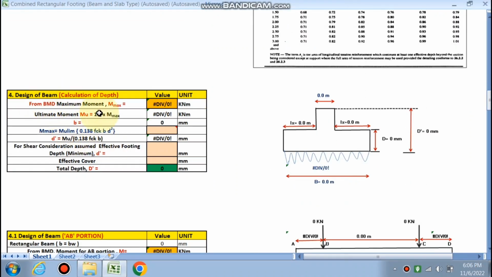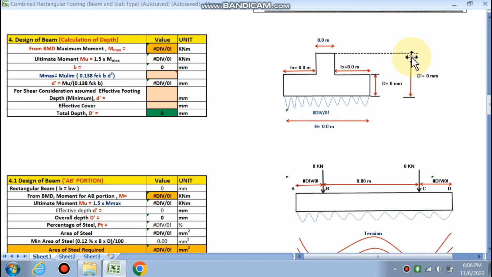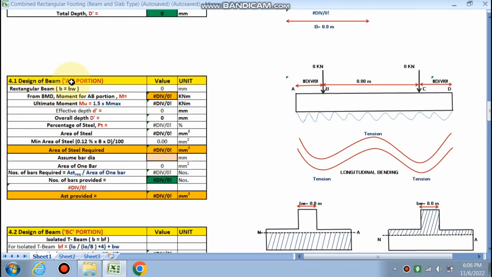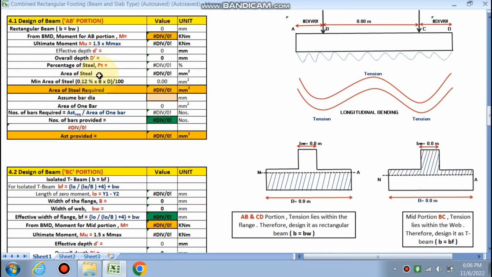Next is the design of the beam. The beam is there, we have to design the beam. We will calculate the depth of the beam, the depth will be different. Then the design of the beam according to the bending moment, where in this portion AB, the tension is in the bottom portion. In this portion BC, the tension will be in the hogging portion, that is the negative bending moment. So we will design it accordingly.